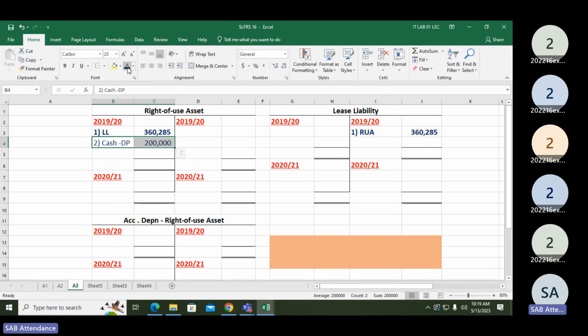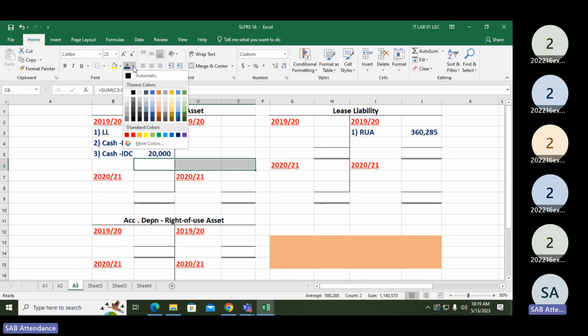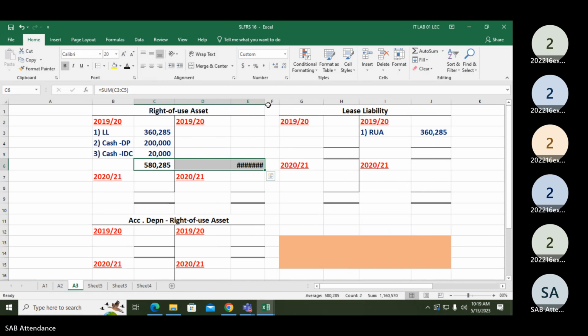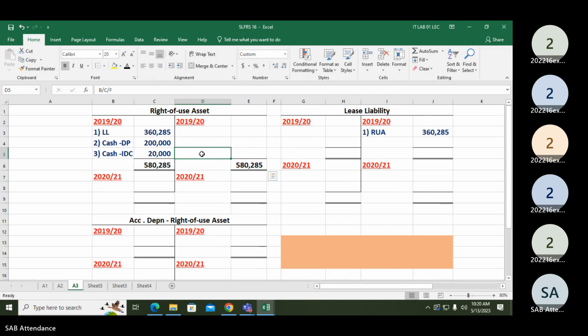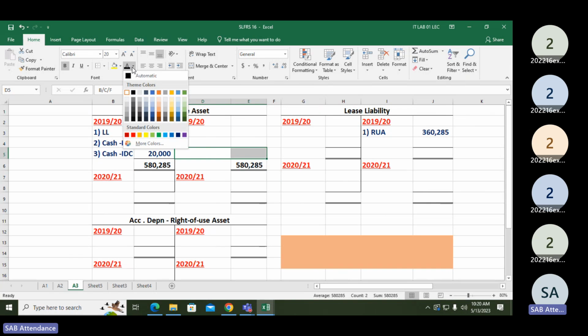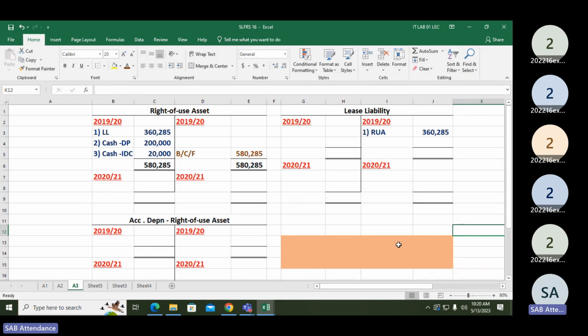Then the down payment, 200,000, you credit cash, and the initial direct cost, 20,000, you credit cash, debit right of use asset. So the right of use asset balance is 580,285.